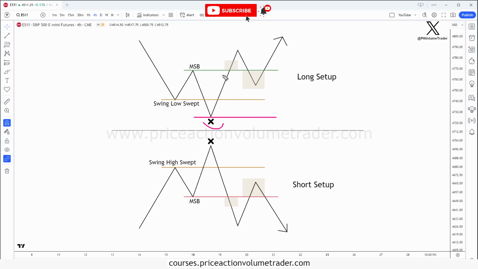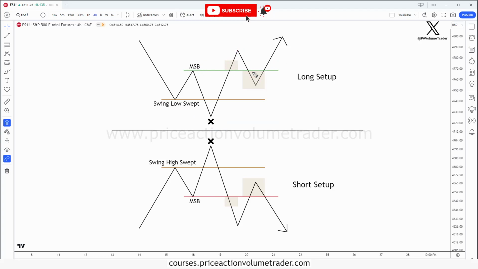And so right here, there are two different types of entries you can take. You can either buy here on the confirmation close through this high where the market structure is broken, or you can wait for a possible retest back into this area where we had the breakout from this high, and then look for an entry right here, on a retest of this broken swing level.